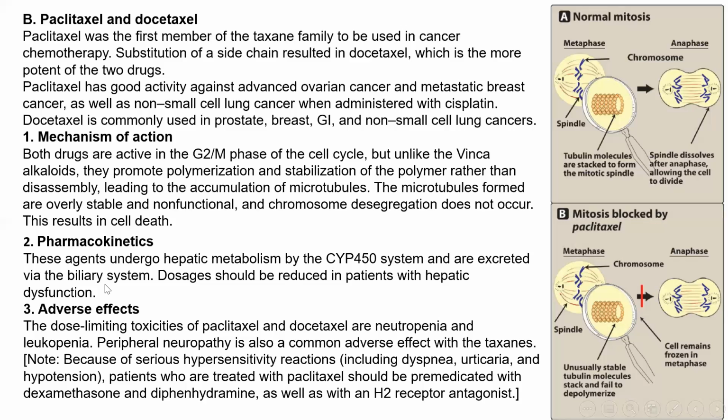Pharmacokinetics. These agents are metabolized in the liver and excreted by the biliary system, and maybe there is a need for dose adjustment in the presence of hepatic diseases. Adverse effects: the dose-limiting toxicities with these two drugs are neutropenia and leukopenia. Peripheral neuropathy could happen, but it is less common than the two adverse effects, neutropenia and leukopenia.